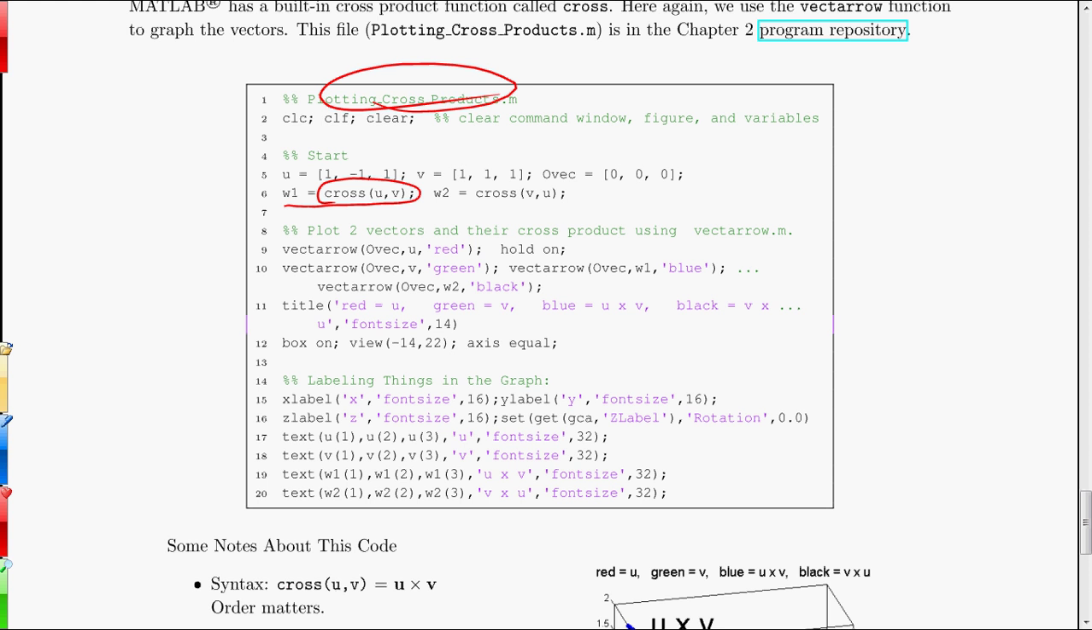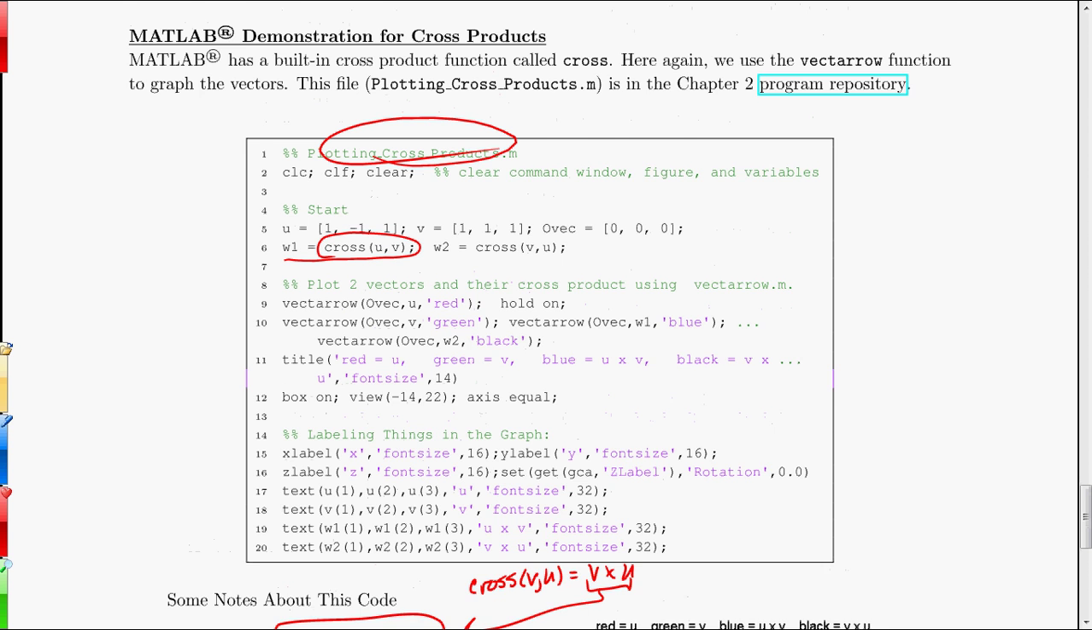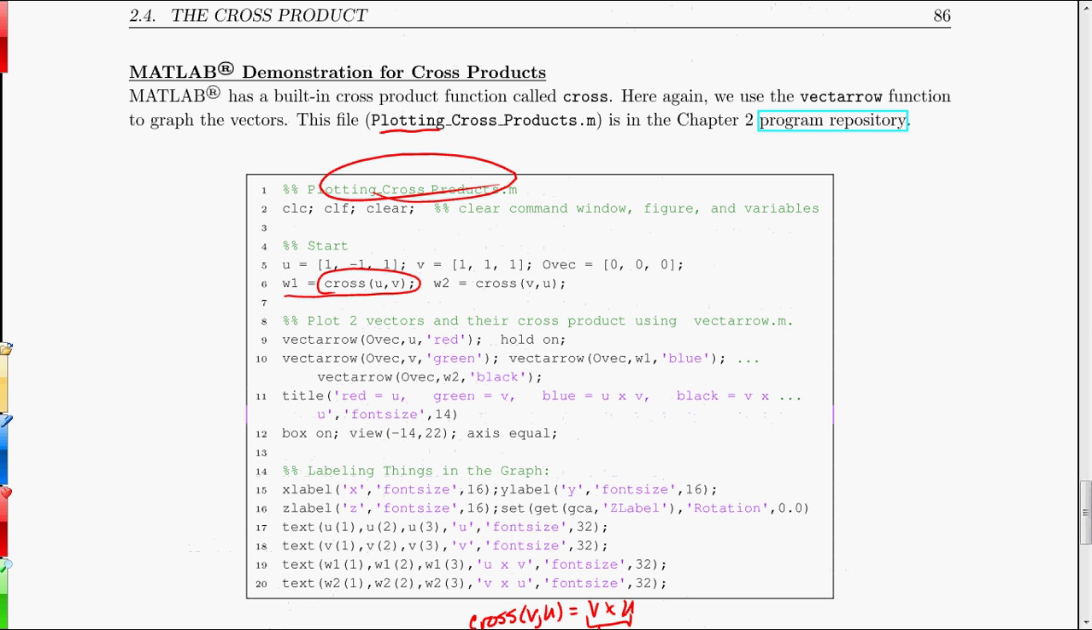So the first one, order matters, all right? Cross UV is U cross V. And if you have cross V comma U, that's going to be V cross U. And these two things will be opposite. One will be the negative of the other. And so this little piece of code is called plotting cross products. It's in the Chapter 2 repository, along with that function called vectaro, which is used here to actually draw those vectors so that they're pointing in a specific direction.